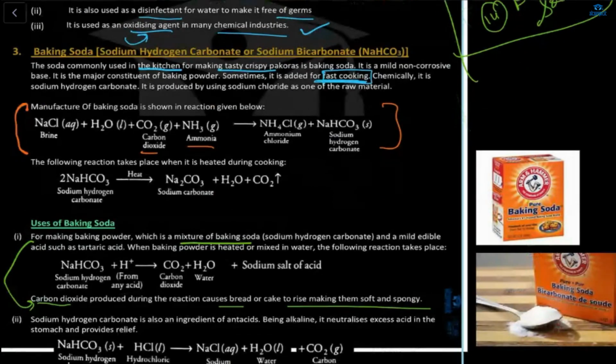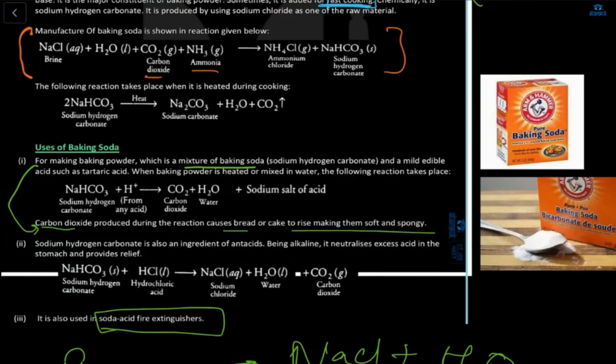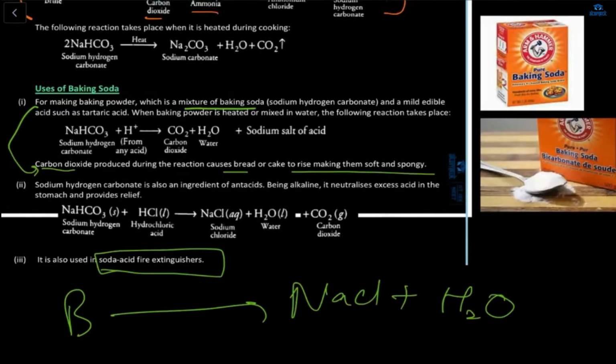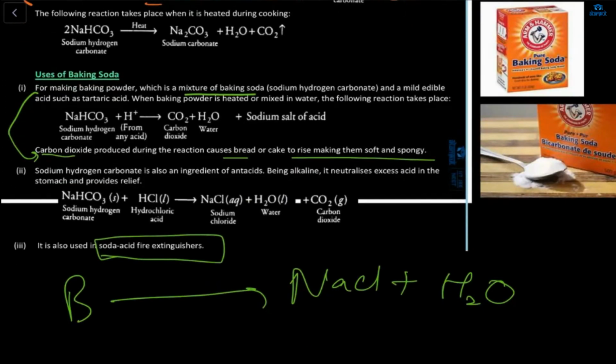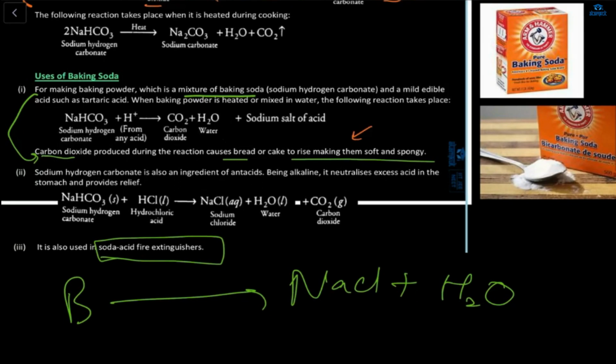Okay. Next, what is the use of baking soda? Baking soda is used to rise our cakes or bread to make them very soft and spongy, and it is also used in soda acid fire extinguishers.